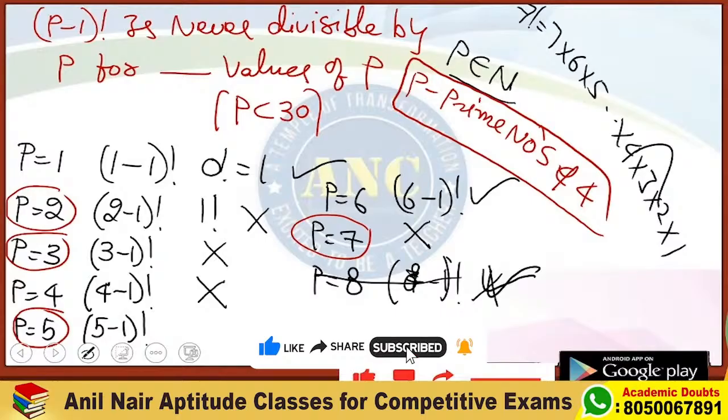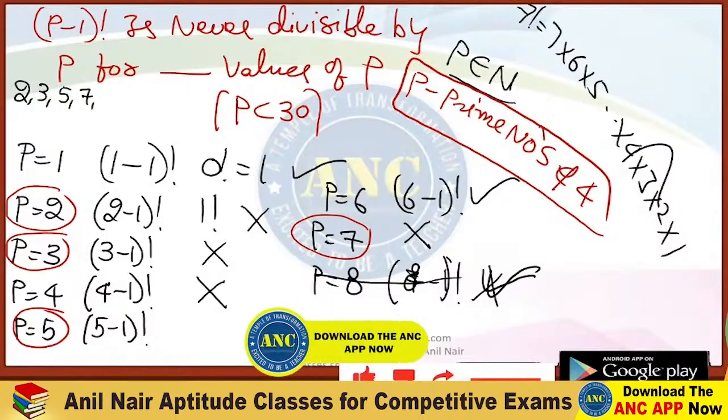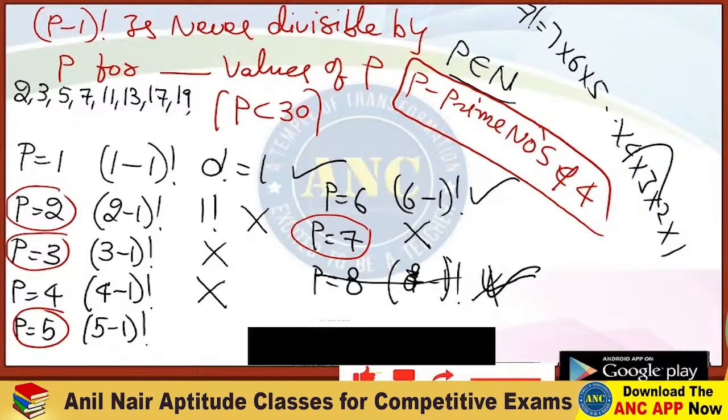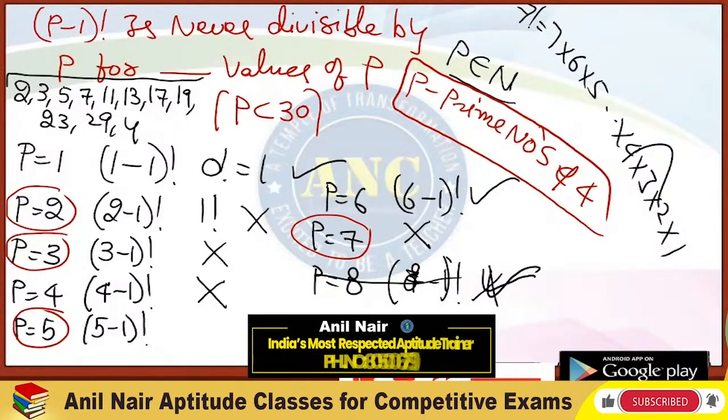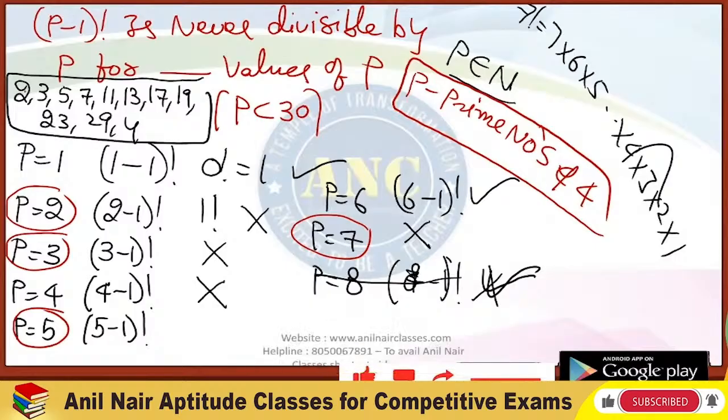P will take all the prime numbers and 4. So P will take 2, 3, 5, 7, 11, 13, 17, 19, 23, 29 and 4. These are all the values it will take. How many values? 1, 2, 3, 4, 5, 6, 7, 8, 9, 10, 11.